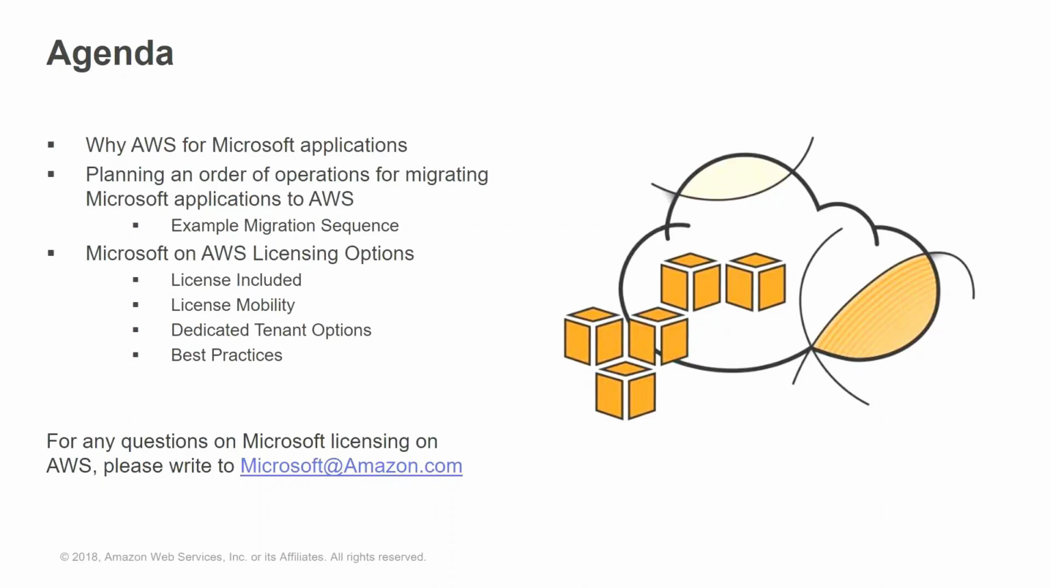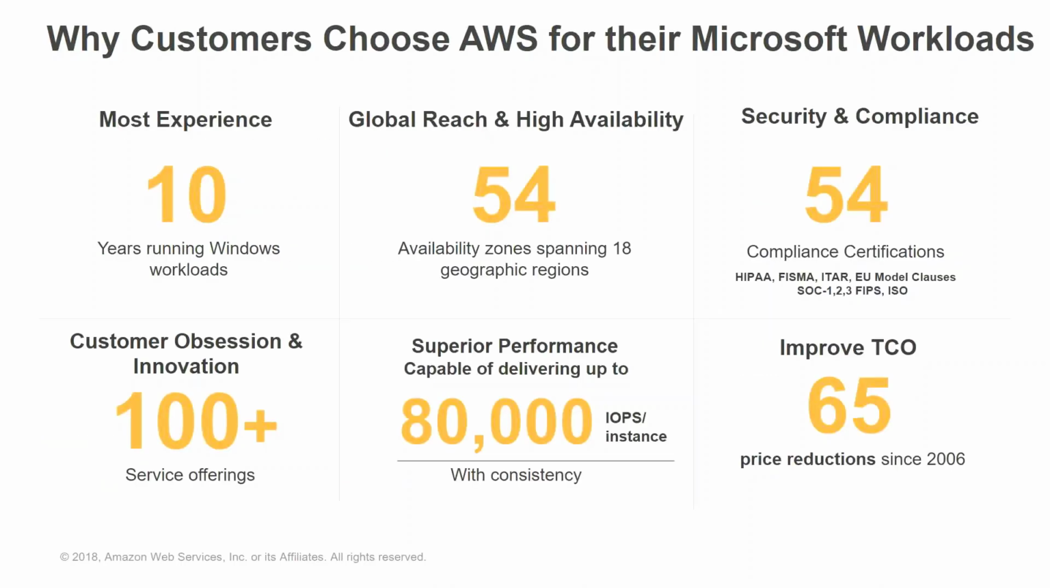So today we'll go over some of the reasons why customers are choosing AWS for their Microsoft applications, and then Mike will take you through how to think about and plan your migration. And I'll end with walking through some of your licensing options for bringing those Microsoft licenses to AWS or getting them directly from us. Okay, so let's talk about why customers do choose AWS for their Microsoft workloads.